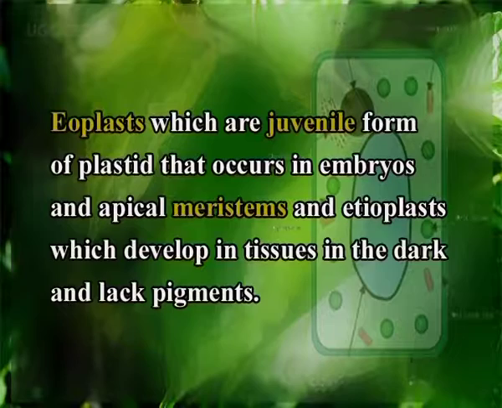Chromoplasts, which contain yellow or orange carotenoid pigments in solution in lipid droplets, occur in many flowers and plants. Eoplasts, which are a juvenile form of plastid, occur in embryos and apical meristems, and etioplasts, which develop in tissues in the dark, lack pigments.